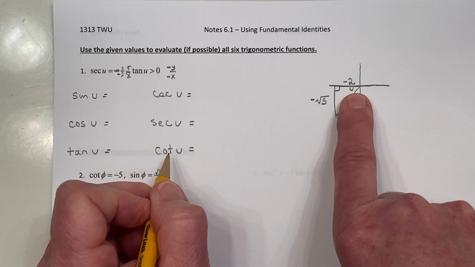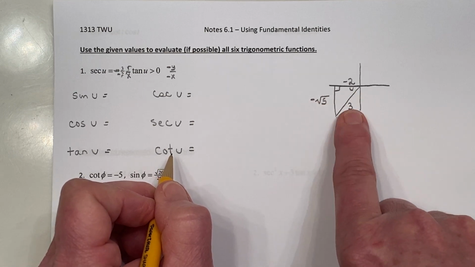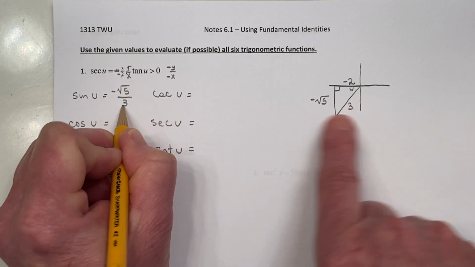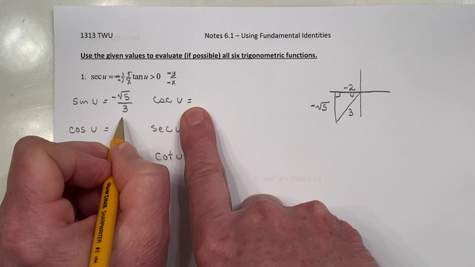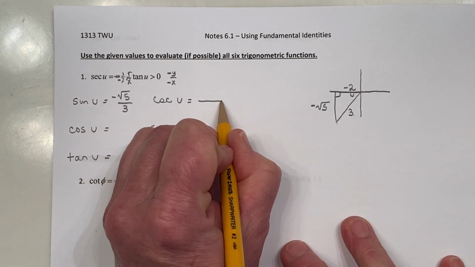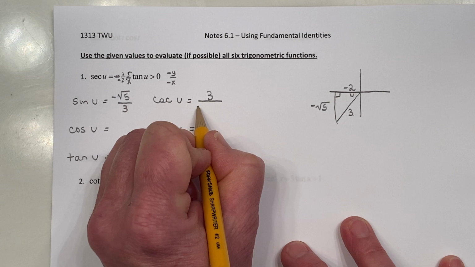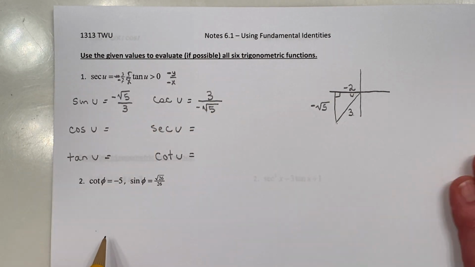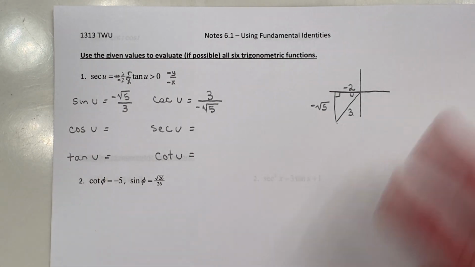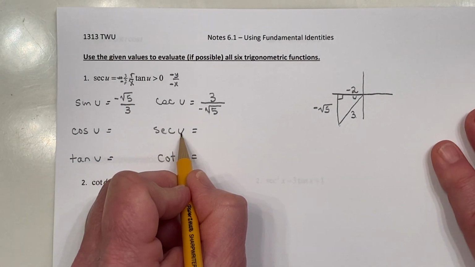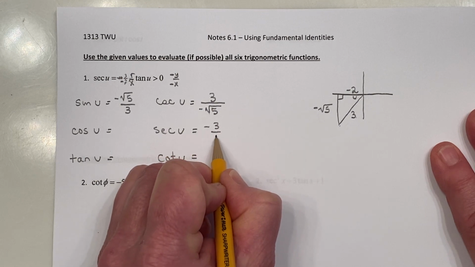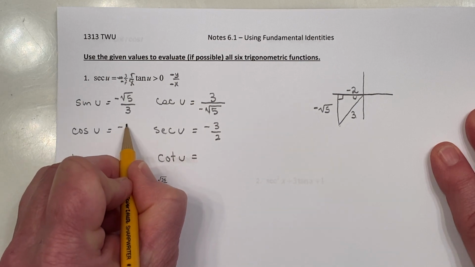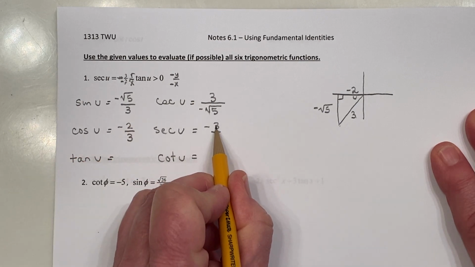Using u as our angle here, sine is going to be opposite over hypotenuse. Why don't we go over to cosecant, which is the reciprocal, and write down 3 over -square root of 5. The negative could go up top or down bottom, it doesn't matter at this point. I already know that secant of u was given to be -3/2, so I don't even need the right triangle to evaluate the cosine, since cosine is the reciprocal of secant.